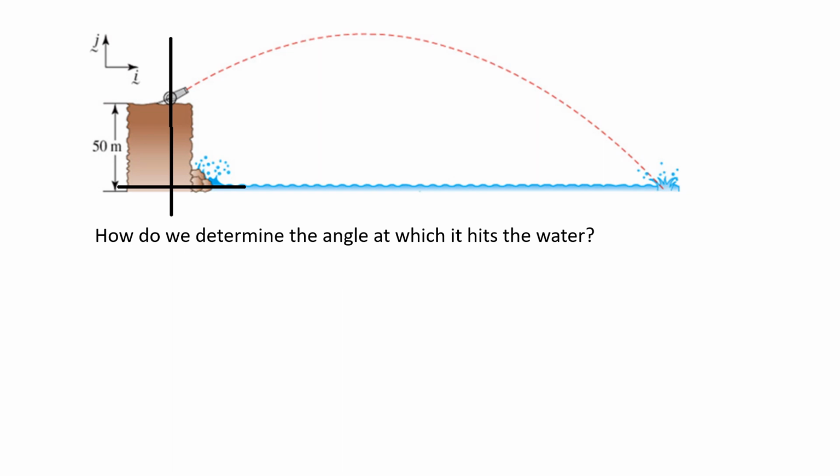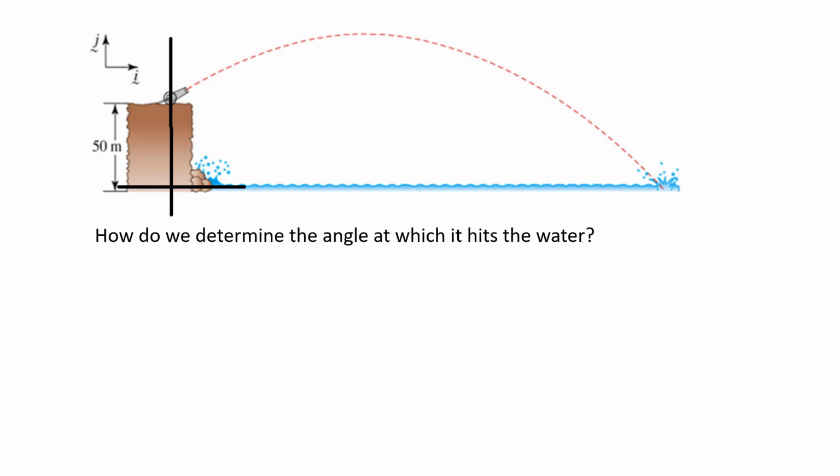Okay, the final part is determining the angle at which it's hitting the water. So there it is, the angle at which it's hitting the water. This is a very common question in projectile motion. I'd be surprised if you don't come across this several times in your study.